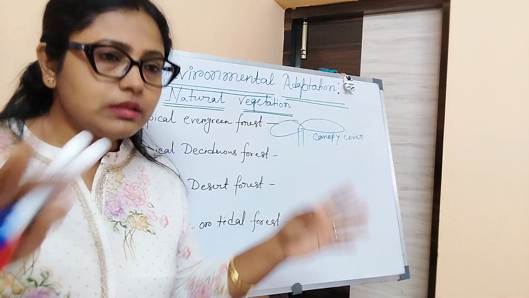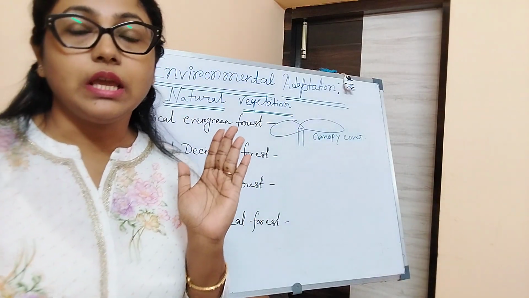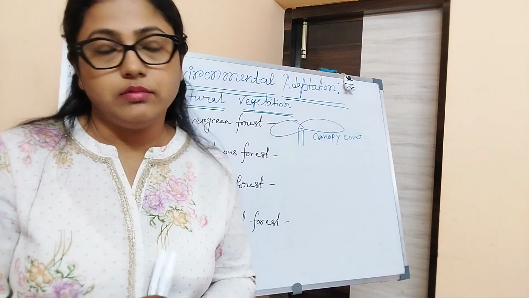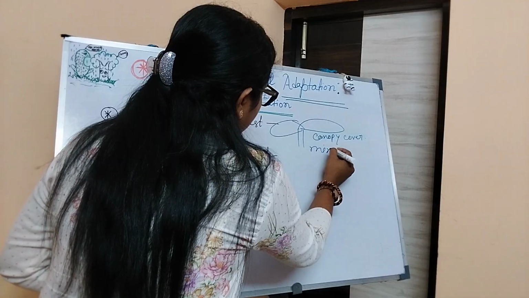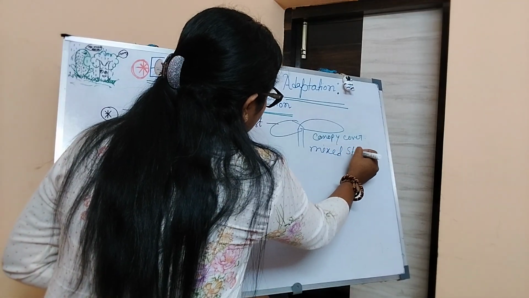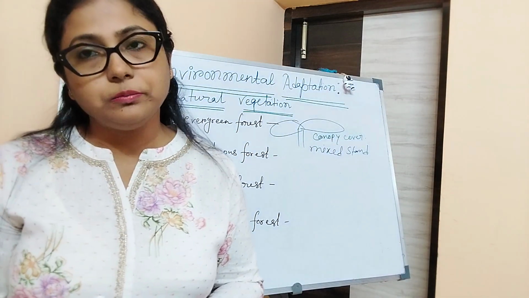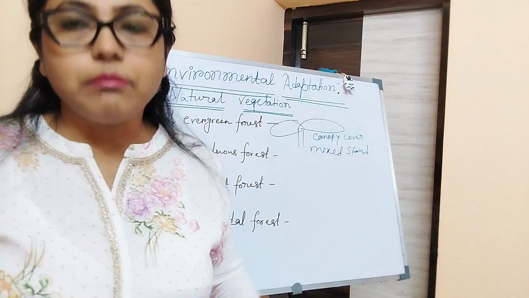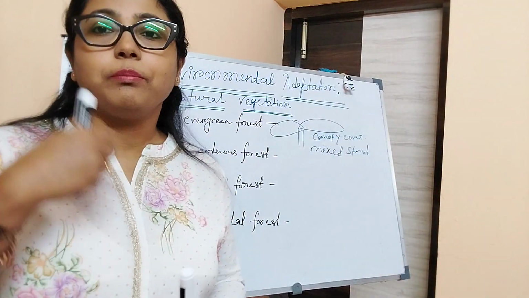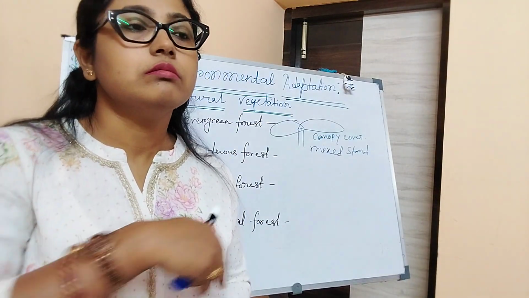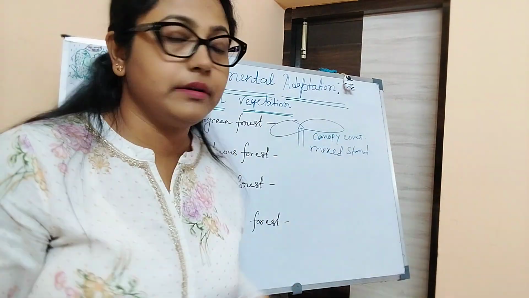And one more thing: here the trees are found in mixed stand. What is this mixed stand? Another term. Mixed stand means different types of tree species found in the same area. What will happen then? In search of a particular species, one has to move along. So this is the mixed stand matter.